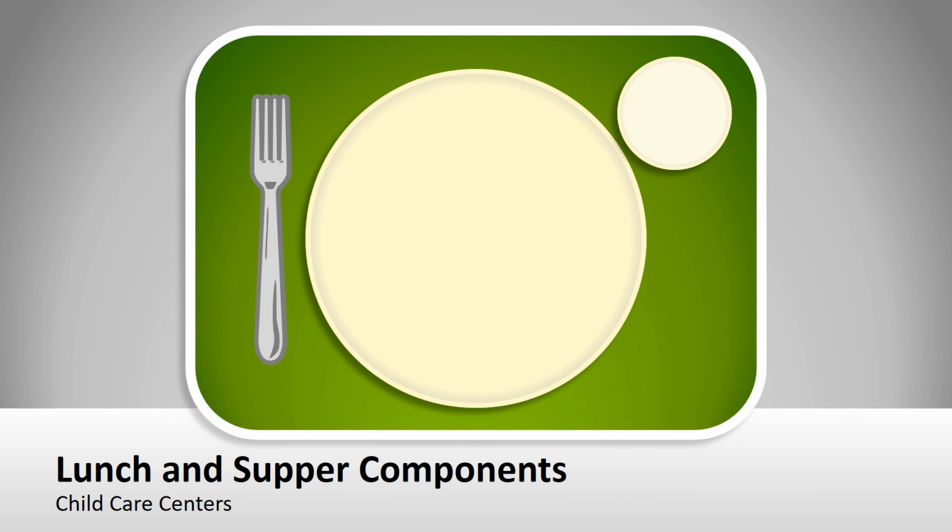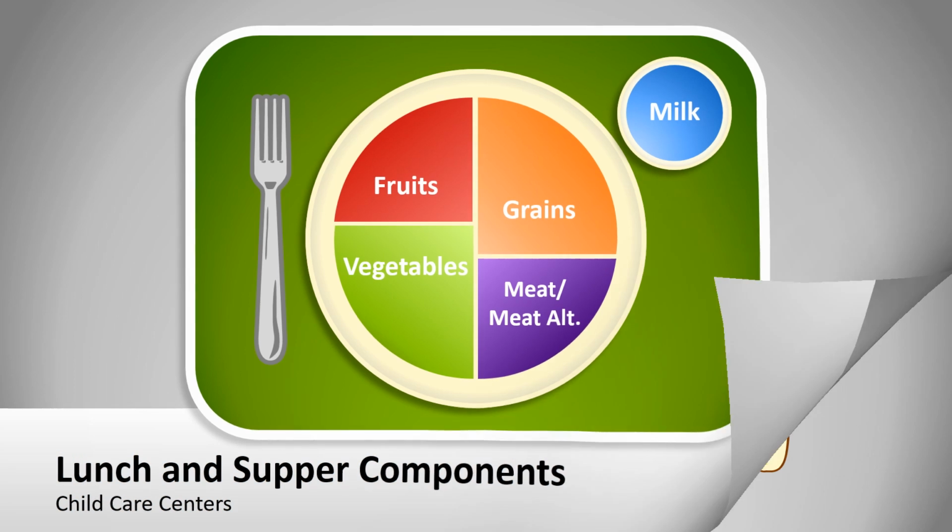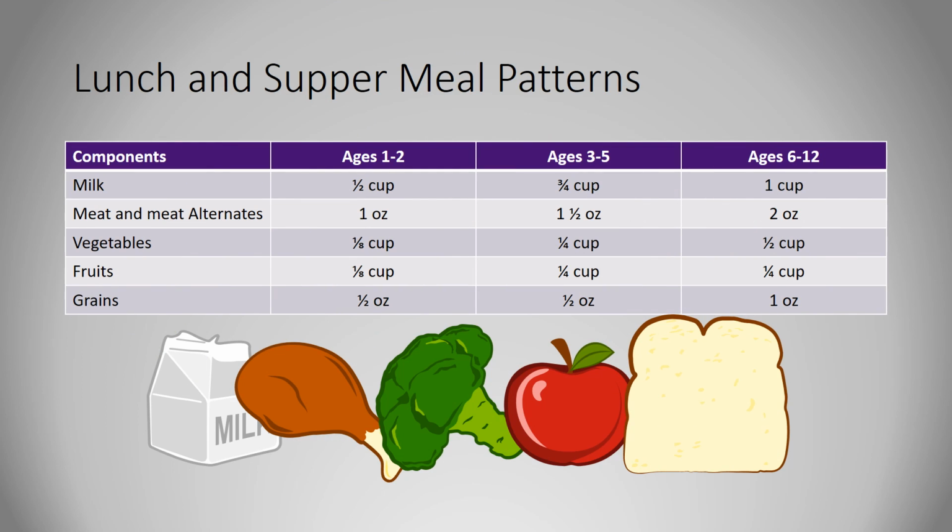Let's take a look at the lunch and supper components. Fruits, grains, meat alternate, vegetables, and milk are all required components for lunch and supper. Here's a closer look at the lunch and supper meal patterns. The requirements below are minimum requirements. This means that at least the minimum amount must be served for each required component.